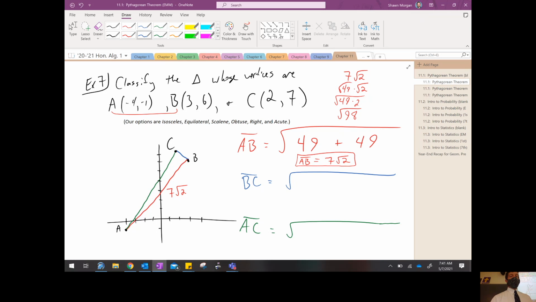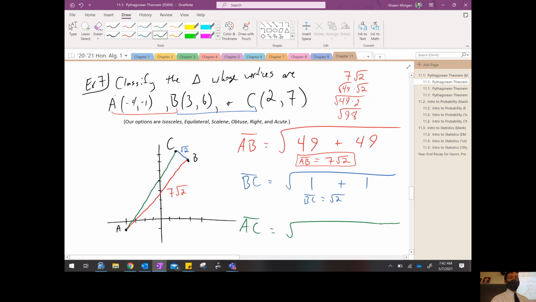All right. BC, that little teeny tiny, cute little segment right there. Let's talk about its distance. The distance between 3 and 2 is 1. 1 squared is 1. The distance between 6 and 7 is 1. 1 squared is 1. So BC is just going to be square root of 2.